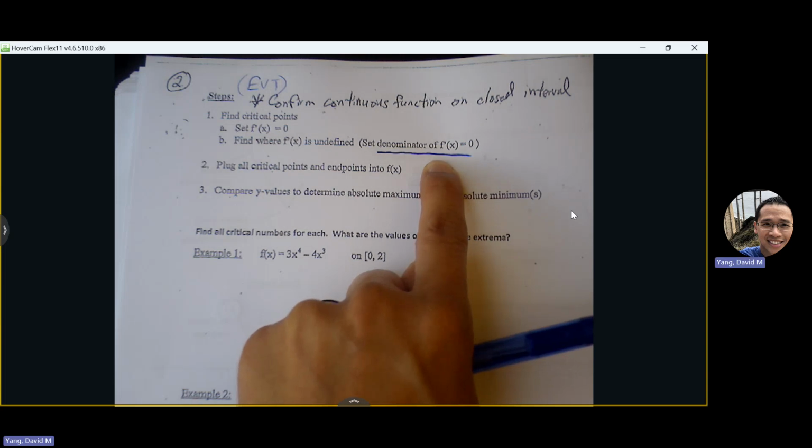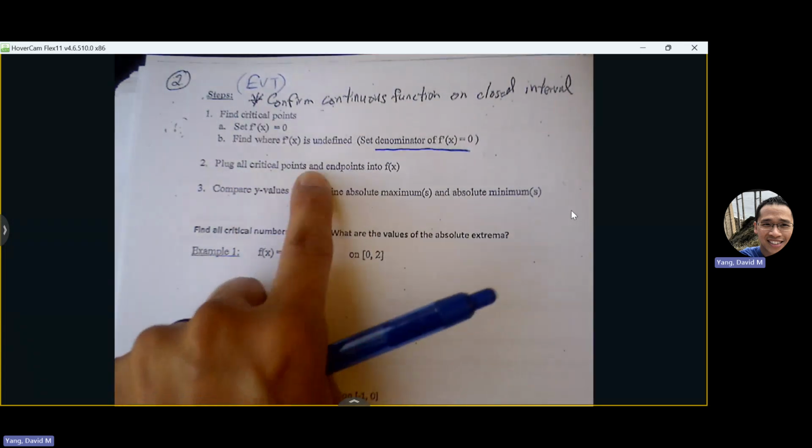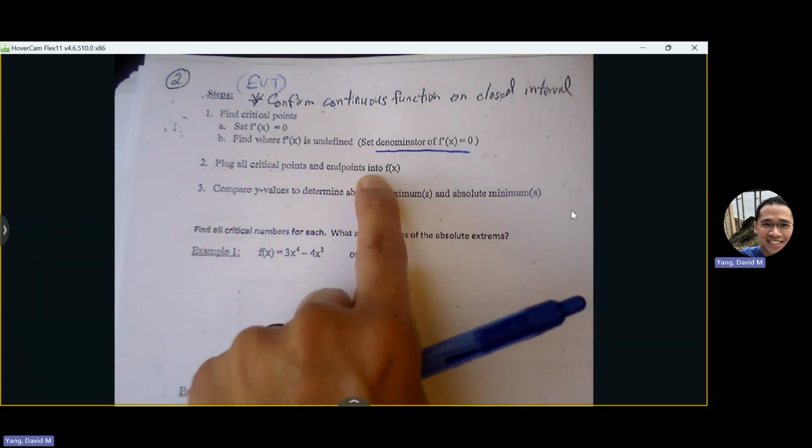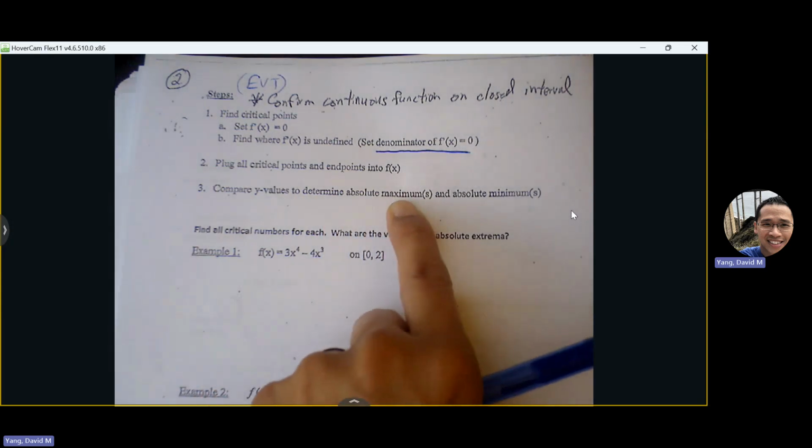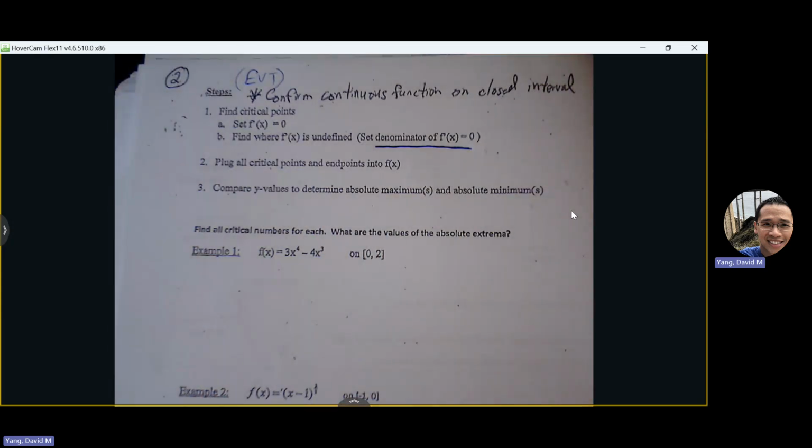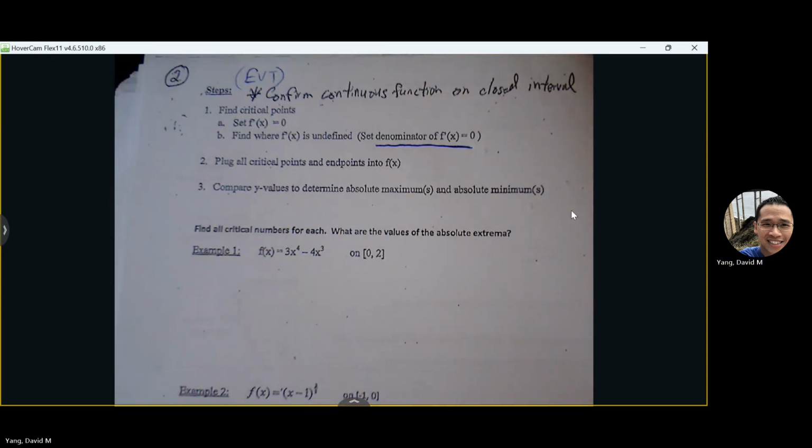After we find all of our valid candidates, then we plug them all into our original function, and then we compare the y values. Highest y value is your absolute max. Lowest y value is your absolute min.